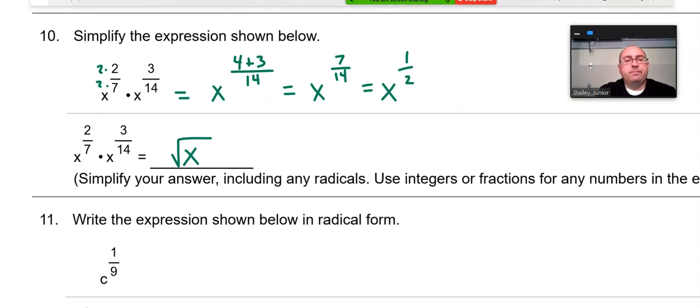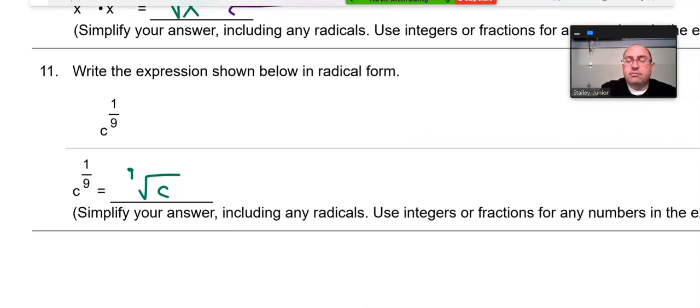Okay, question 10. We have got the same concept, but instead of starting out as radicals, they automatically have fractional exponents, which just makes the question faster. Get common denominators. So 4 plus 3 is 7/14 and 7/14. Look, that reduces. So sometimes the exponents actually reduce, and then you can simplify this to square root x. Much nicer.